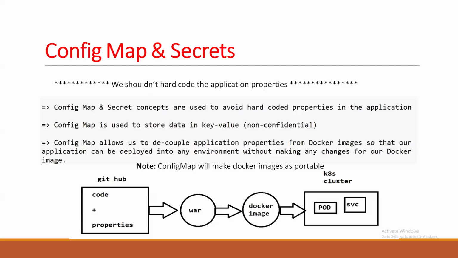In the previous classes, we discussed config maps and secrets. Config maps and secrets are used to avoid hard-coded properties in the application. A config map is used to store non-confidential data in key-value format. It allows us to decouple application properties from Docker images, so that our application can be deployed into any environment without making any changes to our Docker image. You already know this, right?